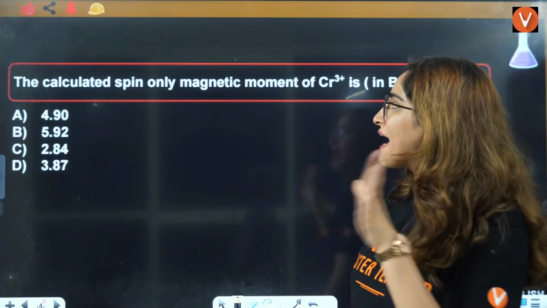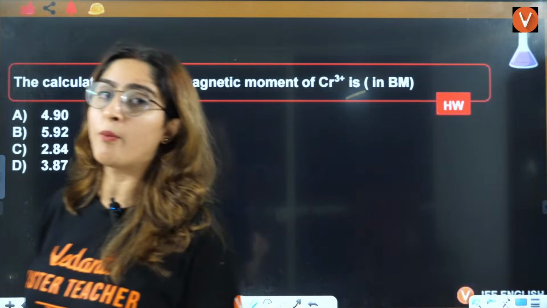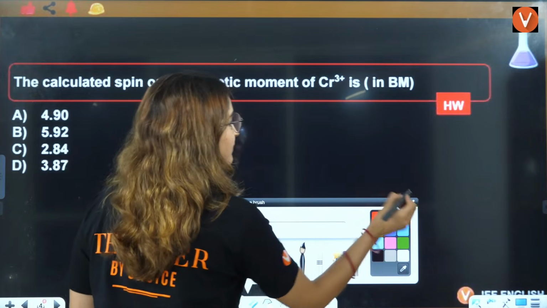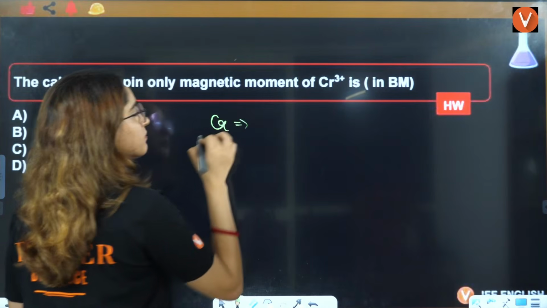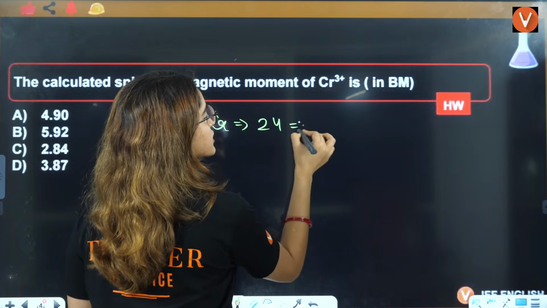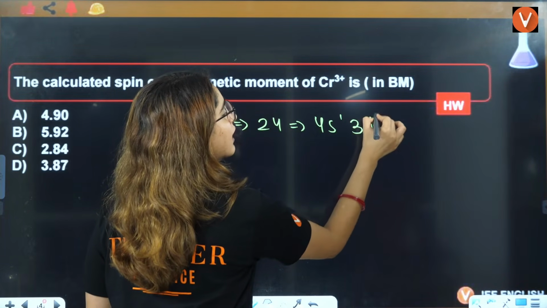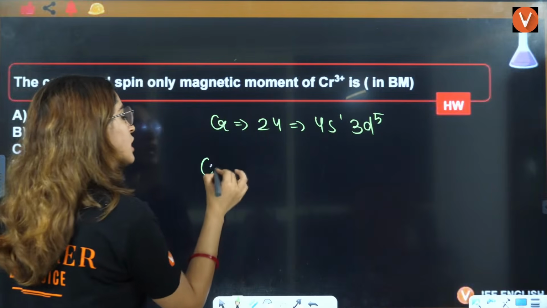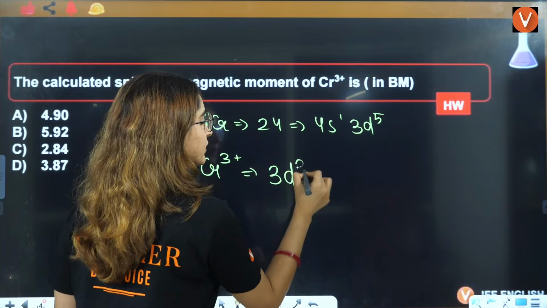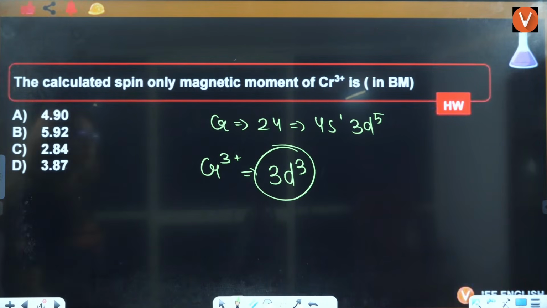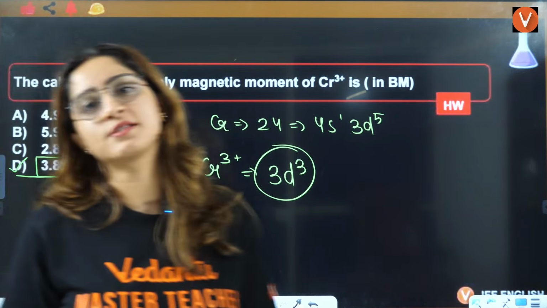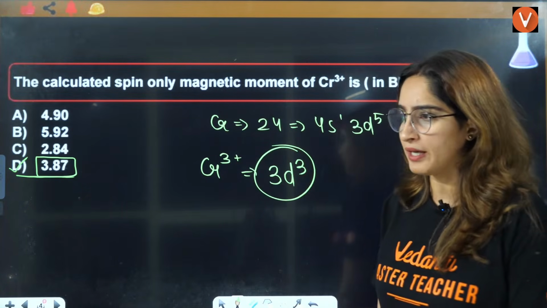Very good, very good. So I asked you to calculate the magnetic moment, right? That how you can calculate that. I'm just recapping that thing here. So we had chromium. Chromium is atomic number 24, right? So that means it is 4s¹ 3d⁵. That is the exceptional electronic configuration. When you take out 3 electrons, 1 electron from here and 2 from here, it will be 3d³. That is nothing but 3.9. So the answer will be 3.8 or 3.9. That is D is going to be the correct answer here, right?